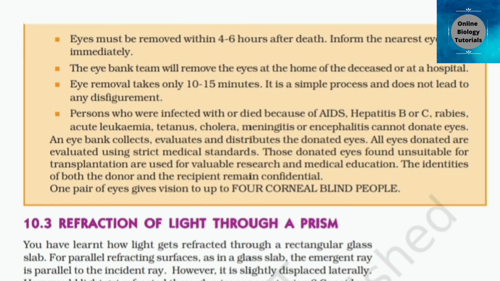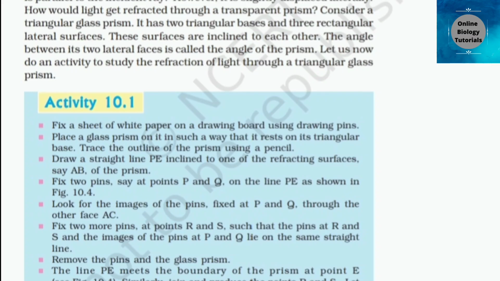Refraction of light through a prism. You have learnt how light gets refracted through a rectangular glass slab. For parallel refracting surfaces, as in a glass slab, the emergent ray is parallel to the incident ray. However, it is slightly displaced laterally. How would light get refracted through a transparent prism?